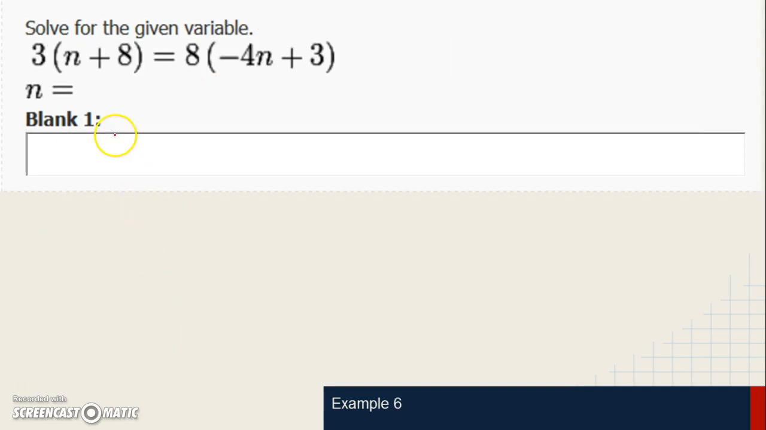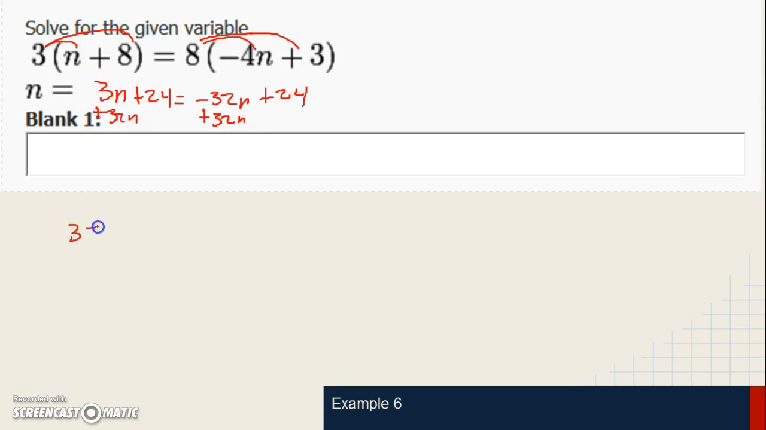We'll distribute again. 3 times n is 3n. 3 times 8 is 24. 8 times negative 4, negative 32n. 8 times 3, positive 24. I don't have any like terms on the right side. I don't have any like terms on the left side. So I find the higher number. 3n is larger than negative 32n. So I'm going to eliminate the negative 32n by adding it to the other side.